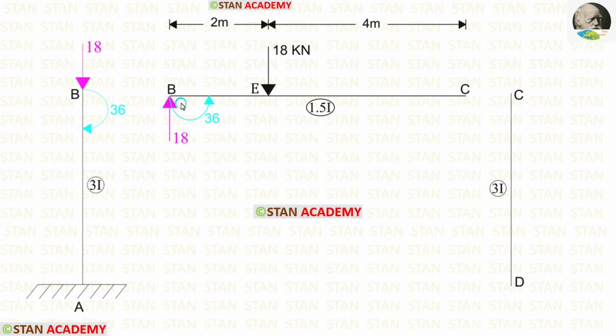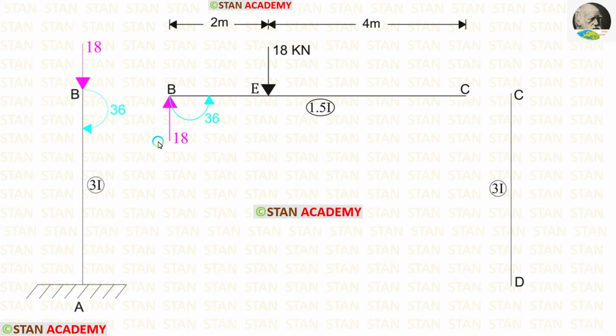Now let us find the moment at the point B. This load is acting in the clockwise direction and the distance is 2 meters. 18 into 2, we will get 36. Since this load is acting in the clockwise direction, the developed moment at the point B should be acting in the anti-clockwise direction.